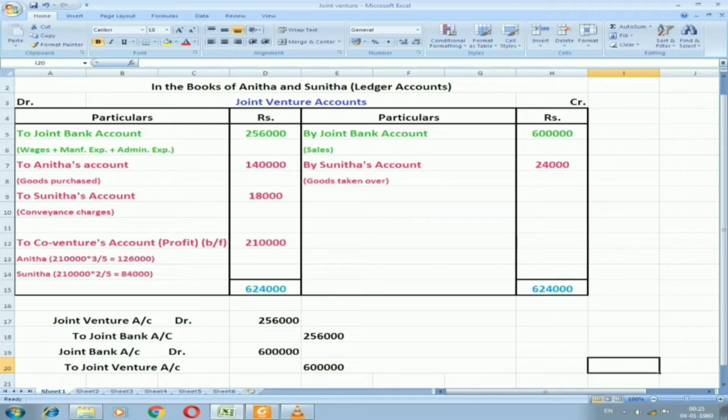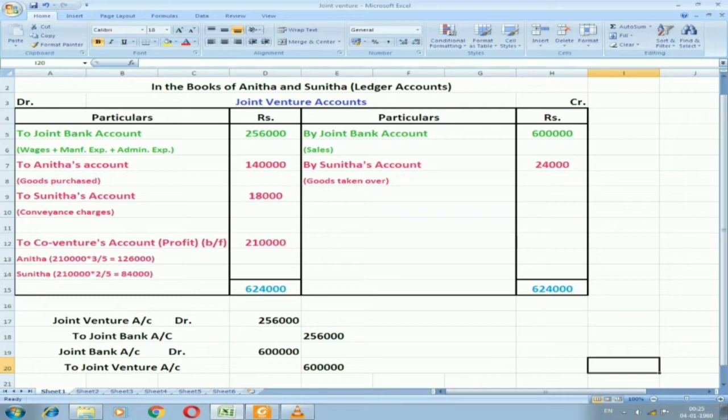This you are supposed to remember, and also remember how to transfer these entries to another account. That is also more important. As we are doing under joint venture, usually you will get only three particular names: one is joint venture, one is co-venture, and one more is joint bank account. With these three names only, the entries will be transferred from one ledger account to another ledger account.